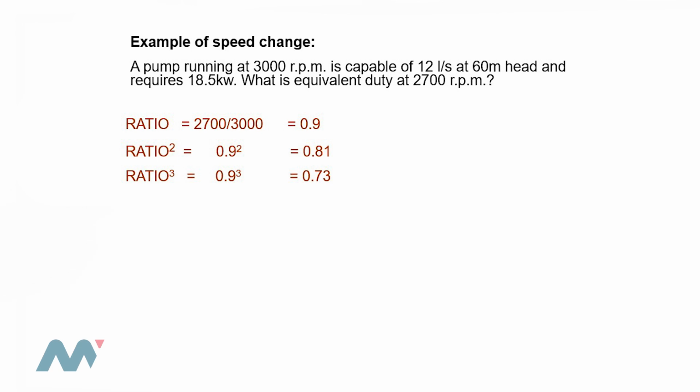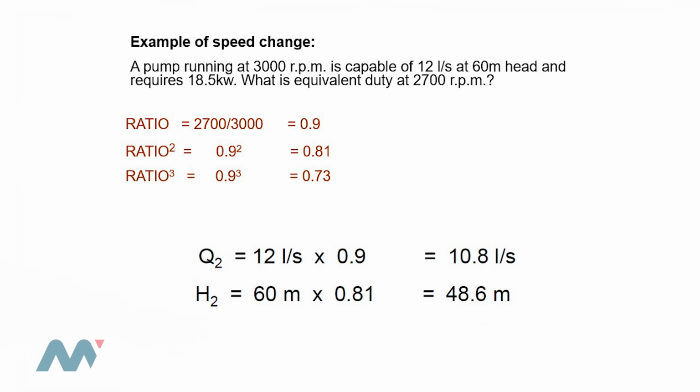And there you can see the correction factors that we're going to have to apply to the flow, head and power of the pump. So let's take our original flow, which was 12 litres a second. We're going to multiply by the ratio, which is 0.9, which gives us 10.8 litres a second. Our new head is the old head, 60 metres, times 0.81, which gives us 48.6 metres. And the power is 18.5 kilowatts times 0.73, which gives us 13.5 kilowatts.